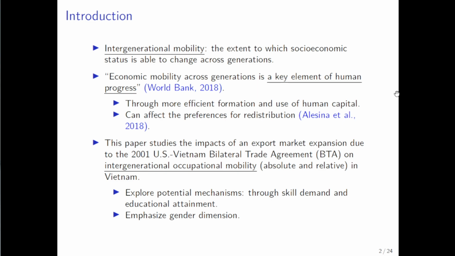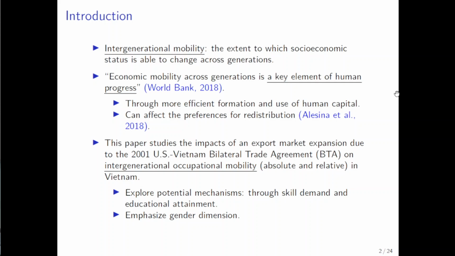So what we focus on is kind of a natural experiment here, in the sense that there was a US-Vietnam bilateral trade agreement in 2001, and that allows us to look at the impact of that on intergenerational mobility, where the bigger export markets that led to export expansion led to intergenerational occupational mobility, because now you had basically better jobs available in these export sectors. So we're going to emphasize some mechanisms here. Those mechanisms include skill demand, educational attainment, and so on.